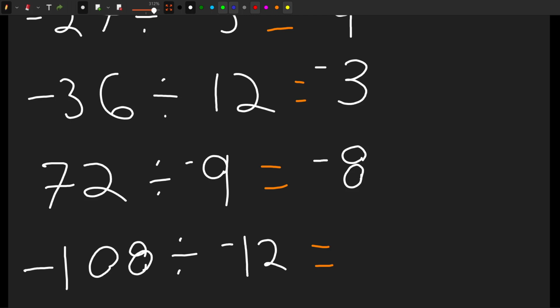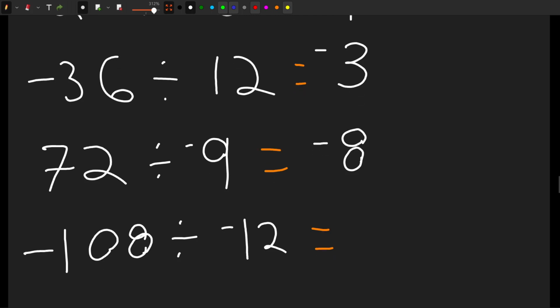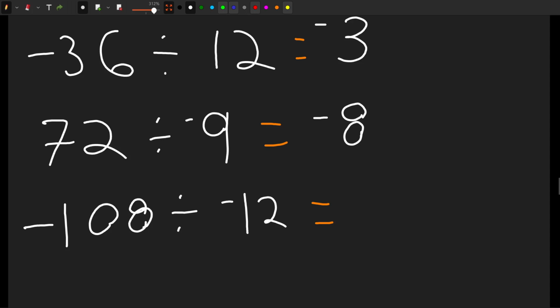All right, negative 108 divided by negative 12. Well, remember, 12 times 10 is 120. So if we take 1 less 12, and we do 12 times 9, we get 108. So 108 divided by negative 12 is 9. And then a negative divided by a negative is a positive, so that's positive 9. And that will do it for the examples of integer operations.